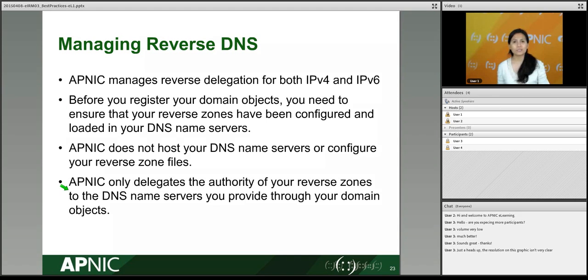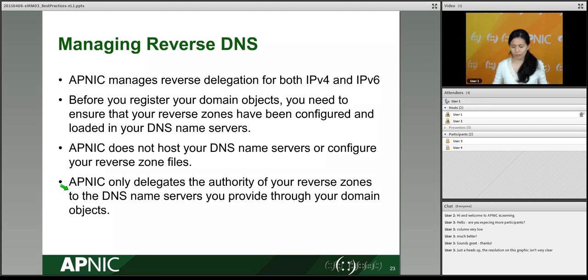APNIC only delegates the authority of your reverse zones to the DNS servers that you provide through your domain objects. Right? So in the domain object, in the APNIC whois database, look for your IP address block and see that for the domain object for that IP address block, the name servers are correct. If it's not, please log into your MyAPNIC account and then edit that whois object. If you don't have those entries and you want to delegate that to particular DNS servers, you can also do that using the MyAPNIC portal.